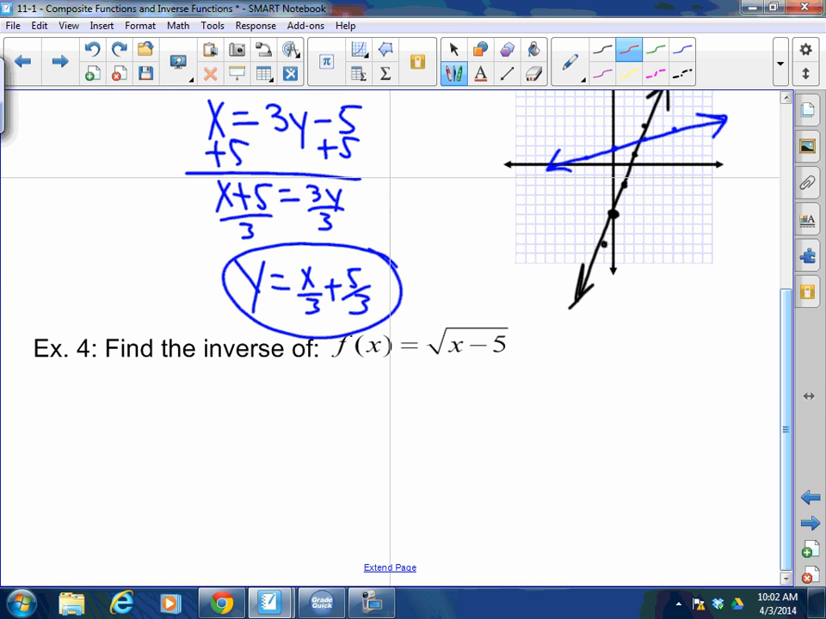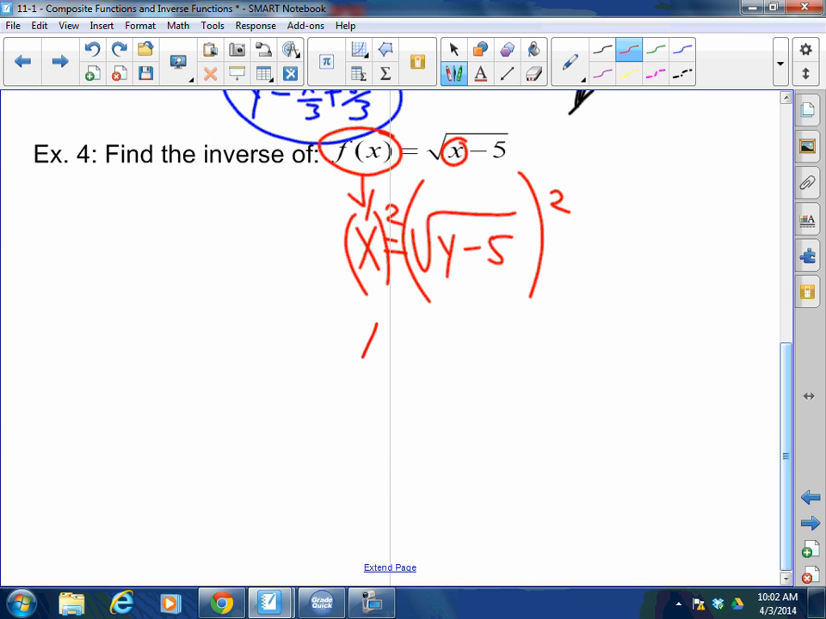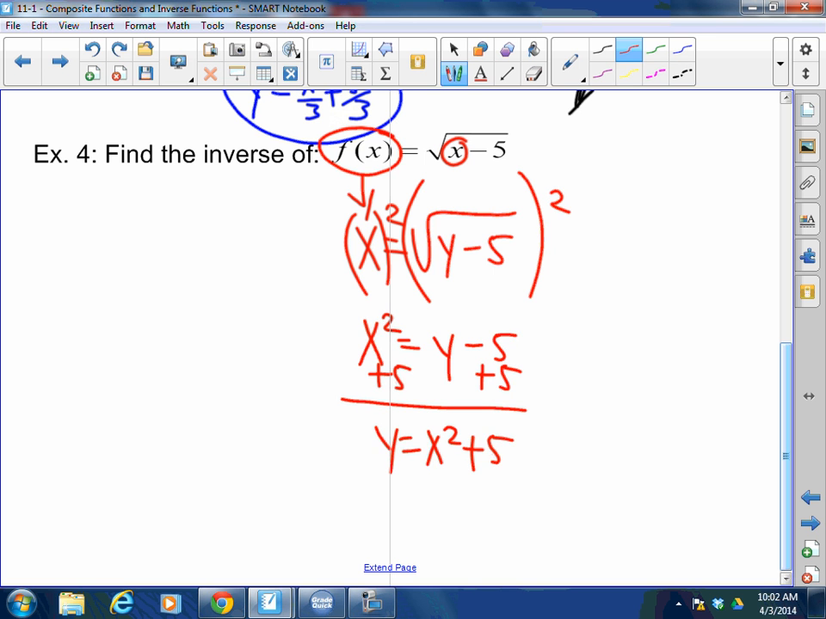Find the inverse of f of x equals the square root of x minus 5. Replace the f of x with x and replace the x with y. Now solve for y. Square both sides. I got x squared equals y minus 5. Add 5 to both sides. Y equals x squared plus 5. Bam.